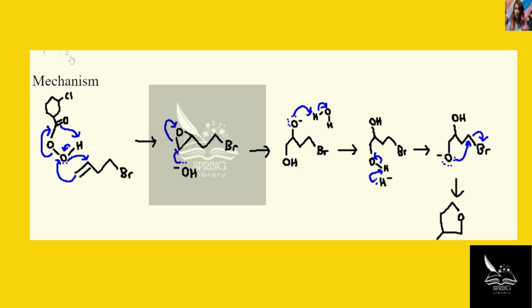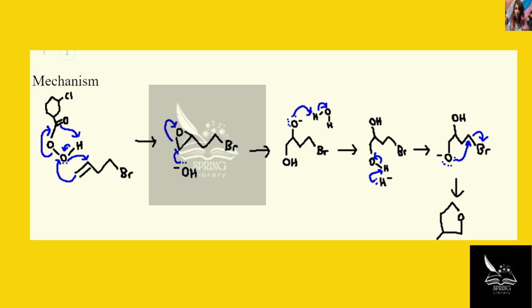And so when we go to look at the mechanism, what I've done here is I've drawn the molecules in black, and I've drawn lone pairs of electrons and arrows showing the flow of electrons in blue. And so first, the MCPBA comes in and epoxidizes the alkene. And so remember, with an MCPBA epoxidation, it is a single step. So all of these arrows are happening at the same time in a single step.